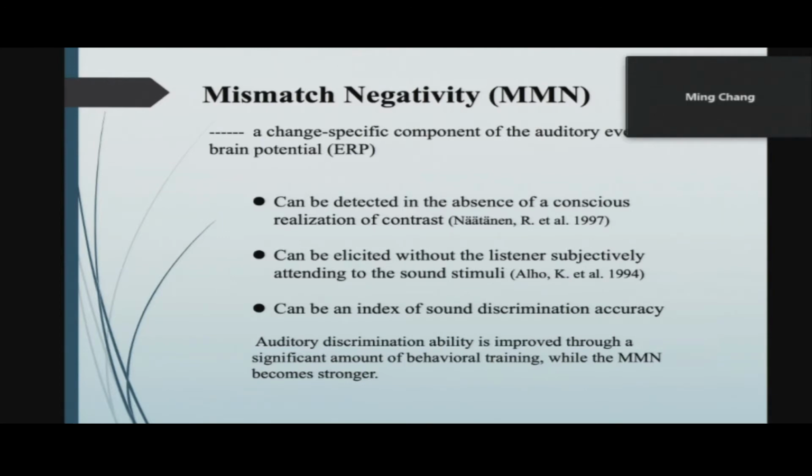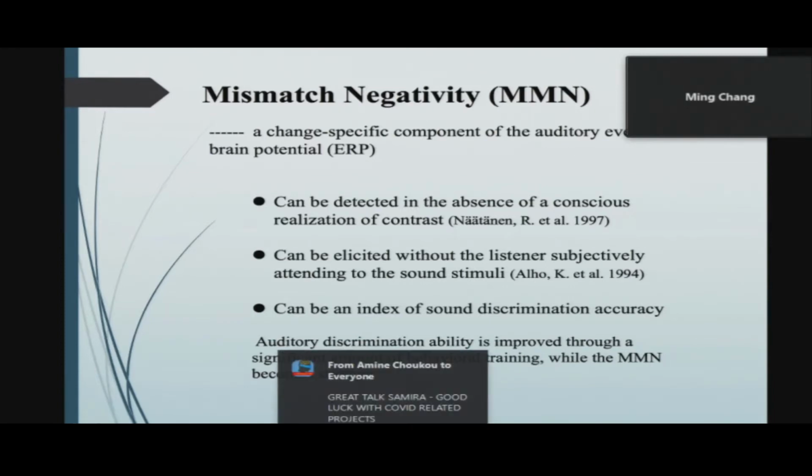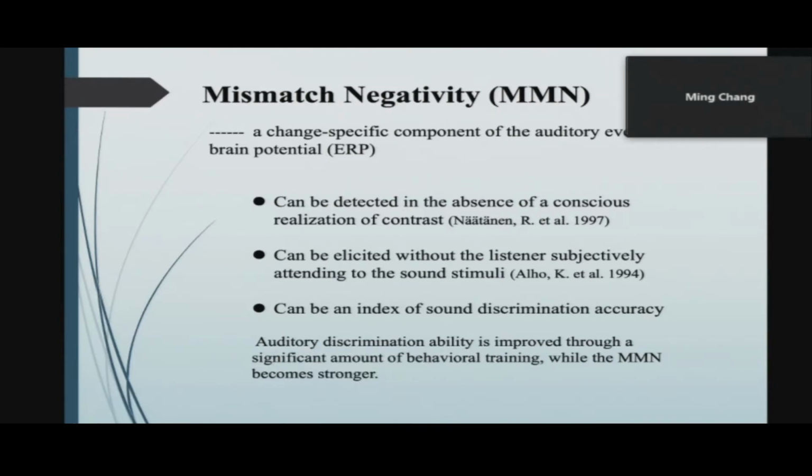Many studies have shown that auditory discrimination ability is improved through a significant amount of behavioral training, while the mismatch negativity, MMN, becomes stronger. The MMN can be elicited by any discriminable auditory changes, and an MMN can be elicited without attention to the sound stimuli. So the MMN can be an index of sound discrimination accuracy.